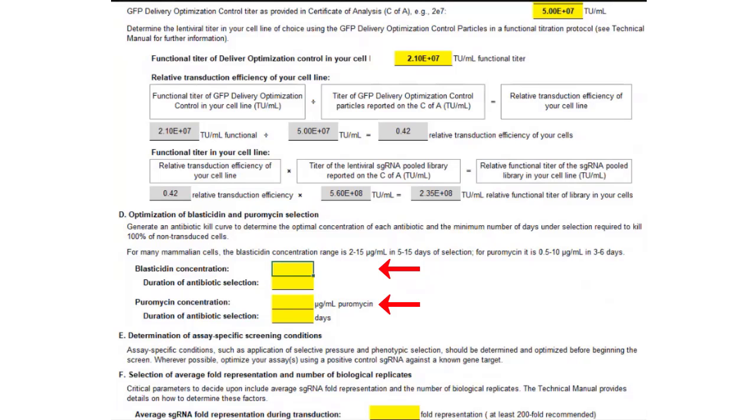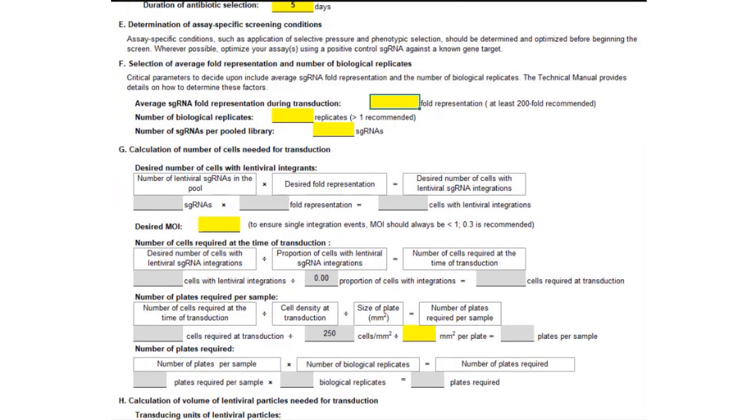For this example cell line, the conditions will be 10 micrograms per milliliter of blasticidin for 14 days and 7 micrograms per milliliter of puromycin for 5 days. This will vary depending on the cell type, so it is important to determine these values empirically. Next, we enter the fold representation that we want. Fold representation is the number of times an sgRNA is represented in a cell population. We generally recommend doing a minimum of 2 biological replicates.